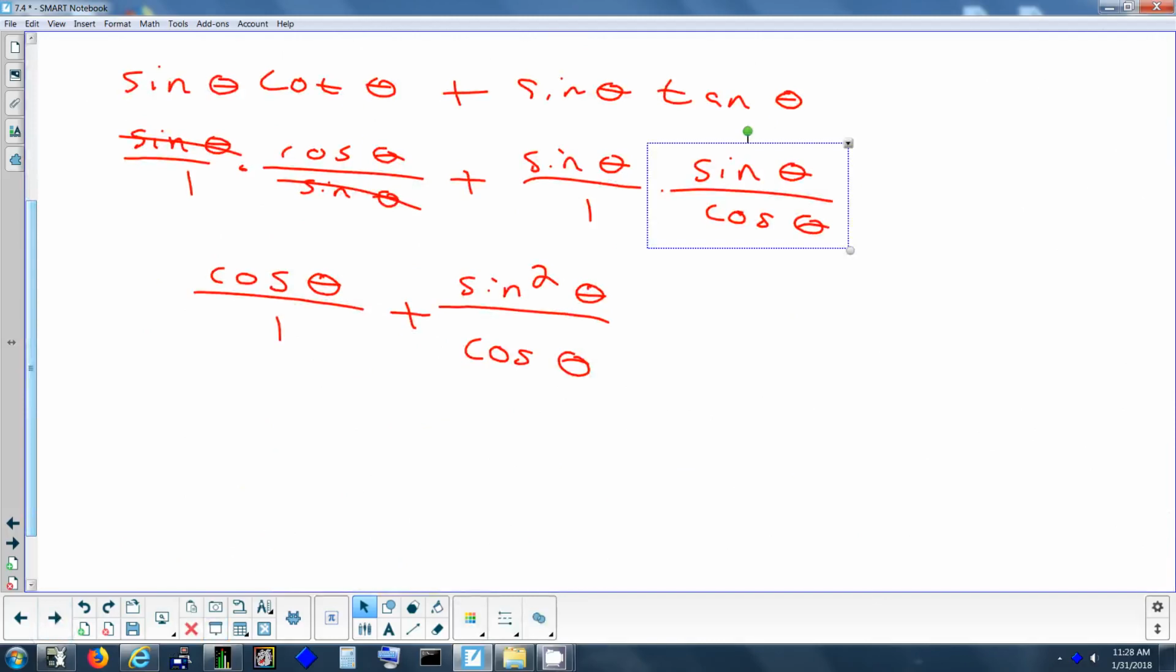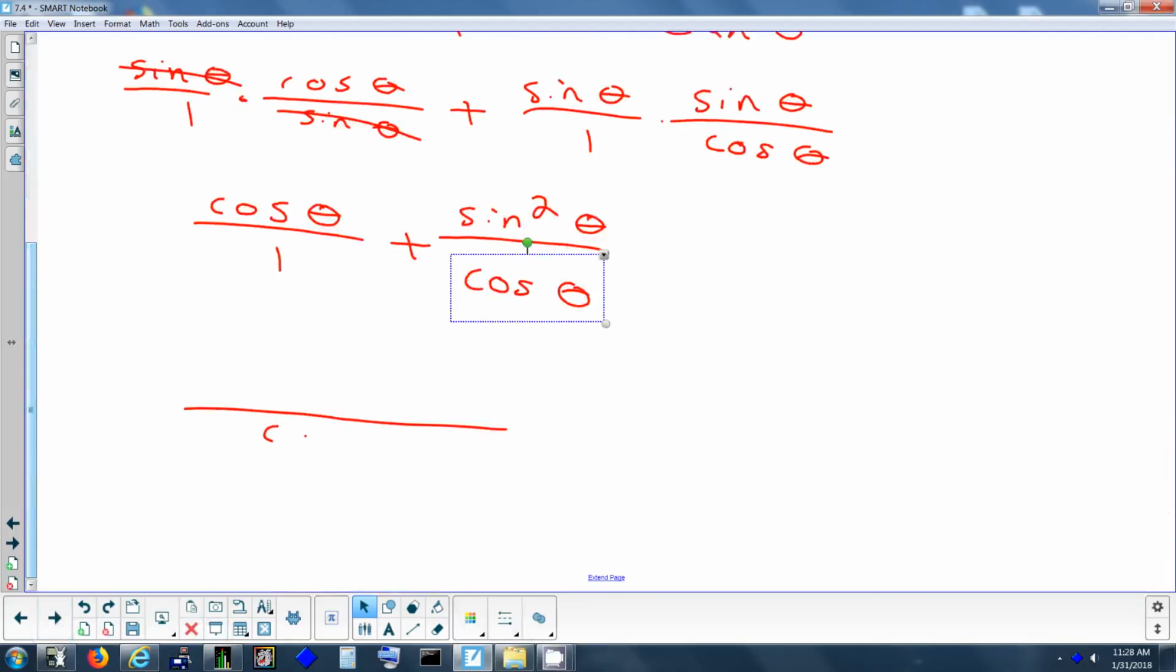What could I do with this now? Can you cancel cosine? Right, because that's across a plus sign, but what we can do is find a common denominator. We have a 1 and a cosine. Easiest way to find a common denominator, just take the 2 that you have, multiply them together, that's the common denominator. So we're going to write everything with a cosine. Is there any fraction here that already has a denominator of cosine? Yeah, the right one, so you can leave it. You don't have to change the right fraction at all.